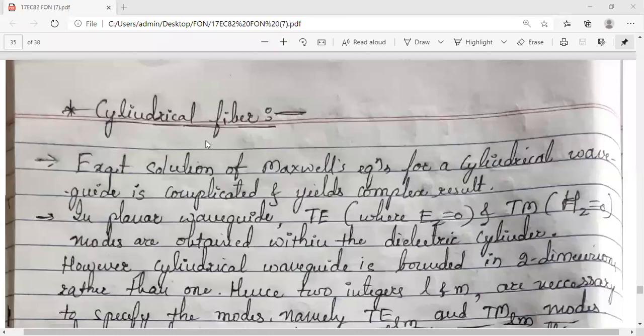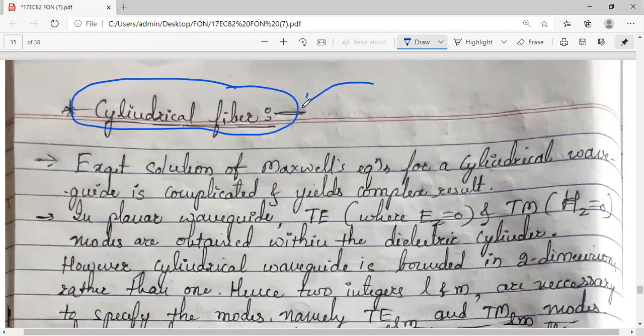In today's session, we are going to cover this cylindrical fiber. No doubt this is a separate concept given to you, but what do we mean by cylindrical fiber? It is nothing but your circular waveguide, that is, your optical fiber itself. Under the separate heading, cylindrical fiber, as it is in the form of a cylindrical shape. So this title has been given.